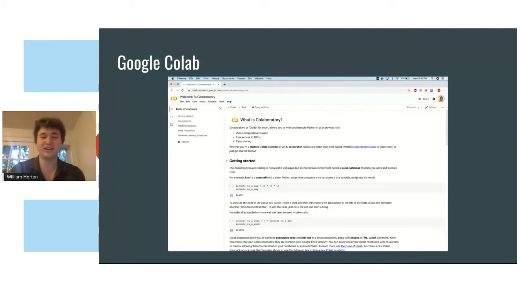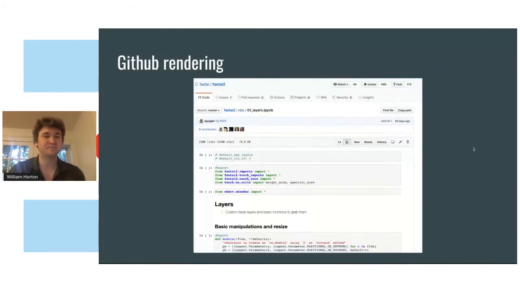Another thing that's really quite popular, especially among people doing machine learning, is Google Colab. This is a notebook interface that Google hosts. It has access to Google Drive. It has access to GPUs and TPUs. And so this has become a very popular way to share code and execute code in the browser.